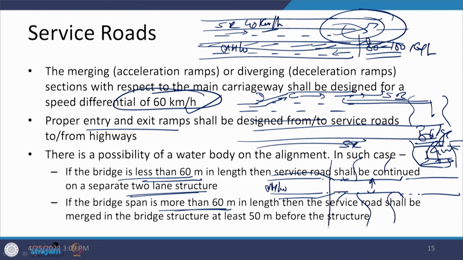The distance from the start of the bridge by which we have got the merging already done and we have the section of the bridge should be at least 50 meters before the structure. And obviously, when you are doing this, you are going to do it at a rate of 1 in 15, as we have talked previously. So, this is how we are going to provide the service roads and look at different things.